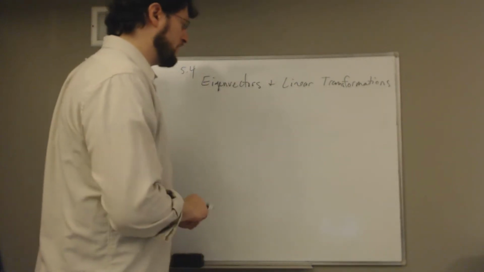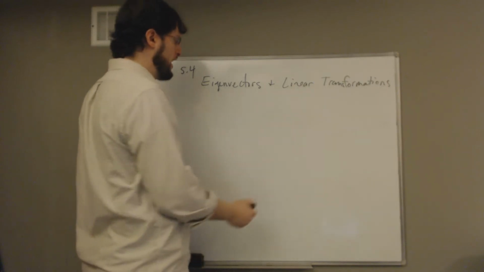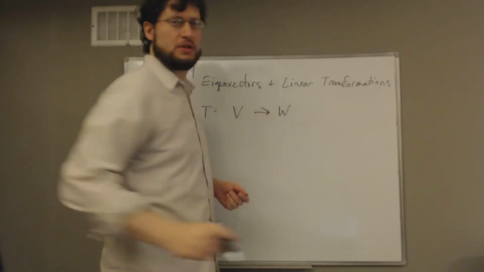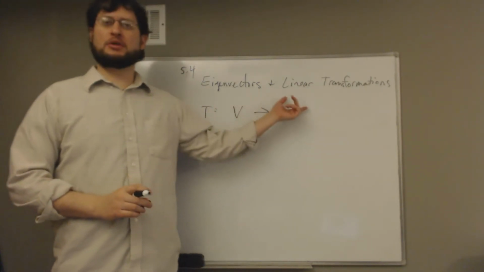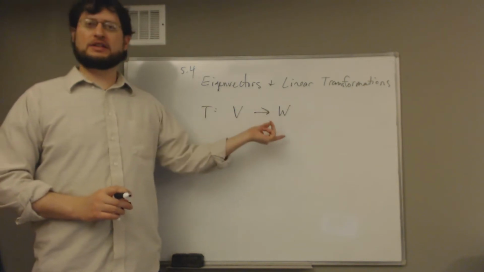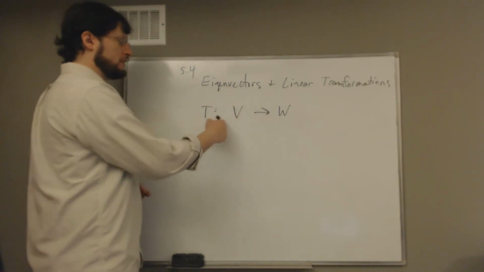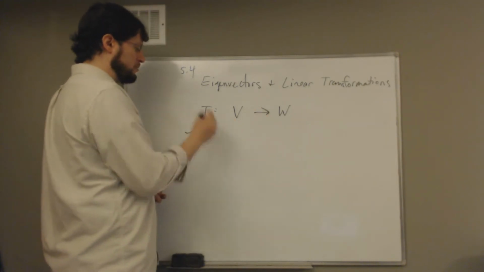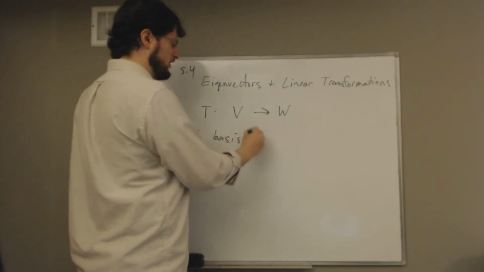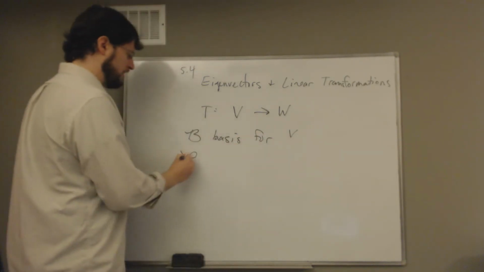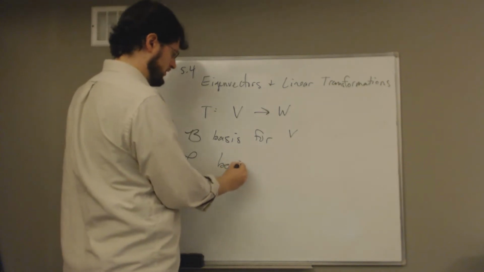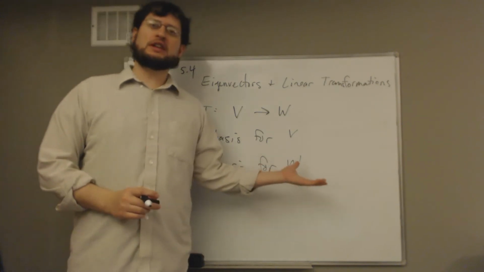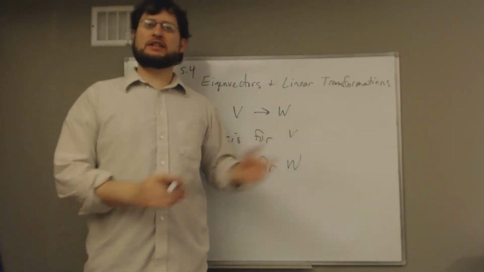Rather than saying that we have Rn to Rm, suppose that we have a linear transformation T from one vector space to another vector space, from V to W. Now remember that in order to talk about this in terms of matrices, we need to start with a basis for each of these things. So let's say that B is a basis for V, and C is a basis for W.